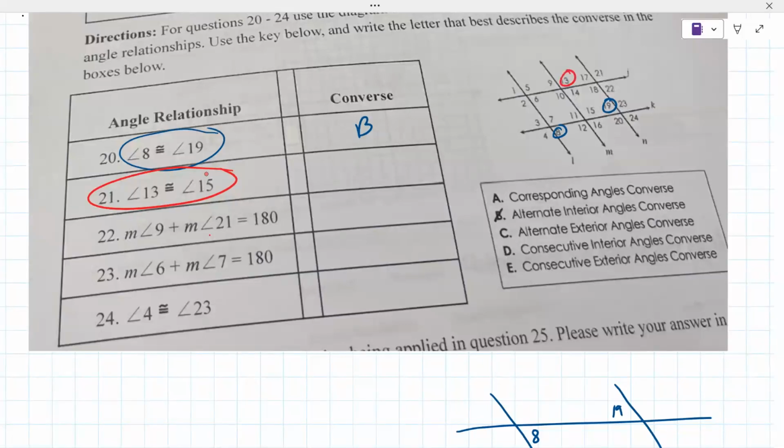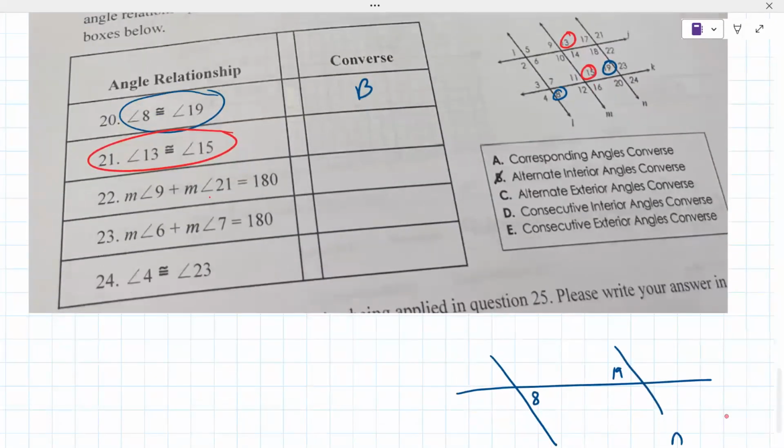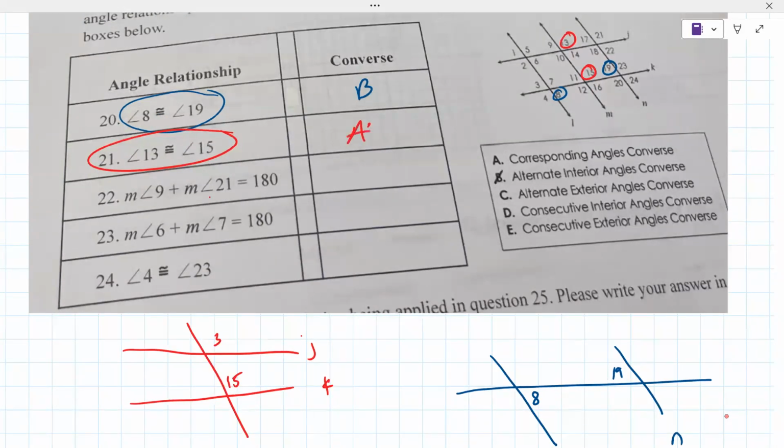So 13 and 15, let's take a look at those. 13, there's 13, there's 15. All right, so this one, sorry for all the scrolling. I'm trying to get where I can see it as well. It's this one, and then these two, J and K, there's 3, and there's 15. And it's kind of a common thing to do in this class to add a line or remove a line. What type of angles are these now? Corresponding. Corresponding.